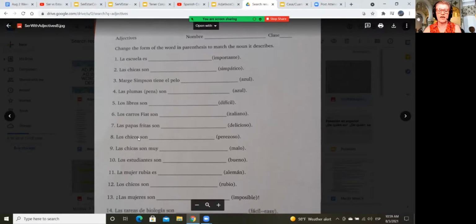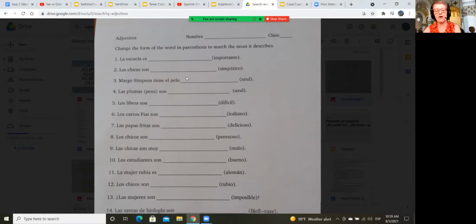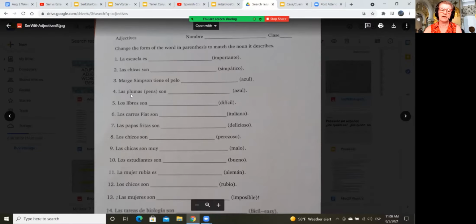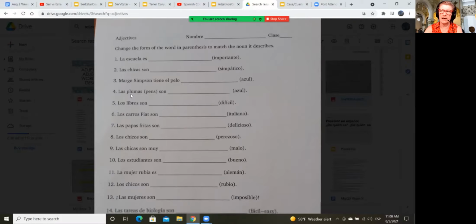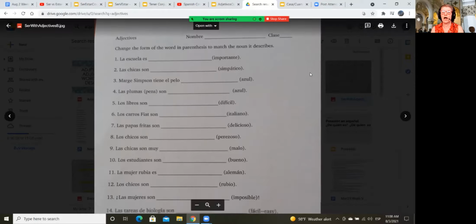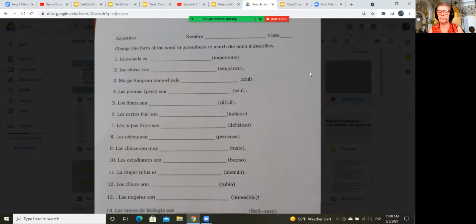The adjective looks at the thing it talks about. So importante looks at escuela. Simpático has to be in the same form as las chicas. Azul in number four has to be in the form of plumas. It has to agree with plumas, a feminine plural thing. Does that make sense? Sí. Yes. Bien. Okay. So that's just a fill in the blank thing.